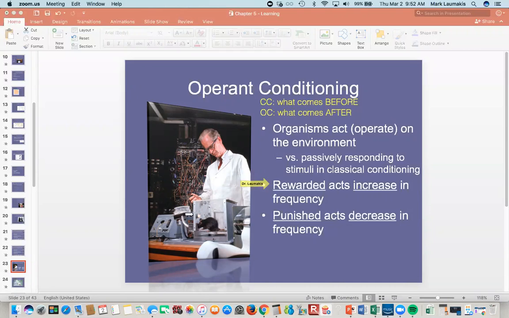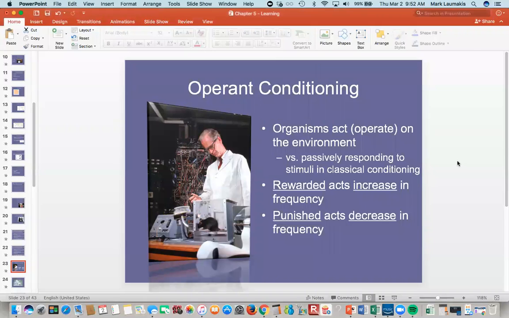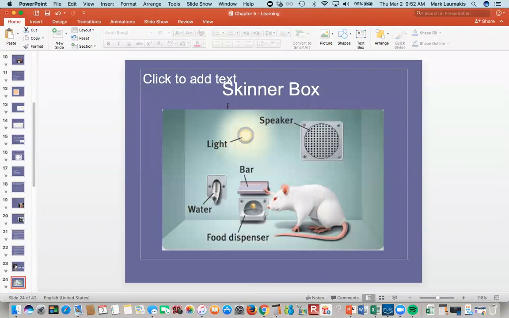Let's begin with a review of the basics of the Skinner box, because we can use this at a very simple level to map out the two forms of reinforcement and the two forms of punishment. So let's take a look at the Skinner box on this next slide. All right, so the Skinner box is set up here. It's basically a rat in a cage.